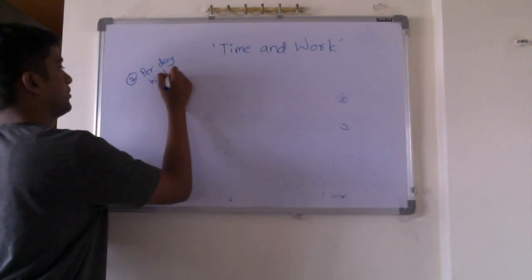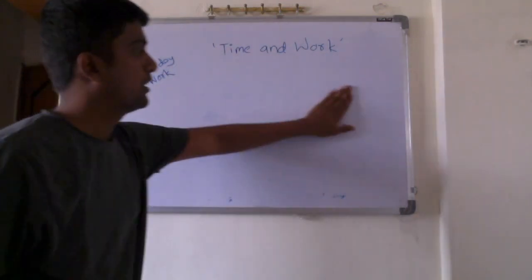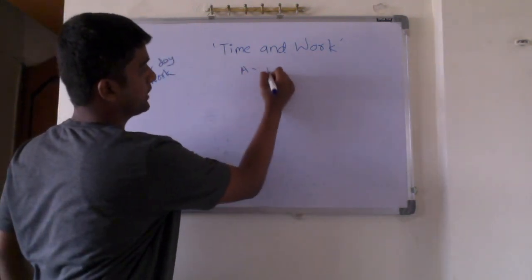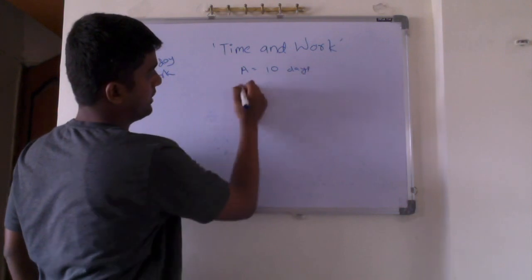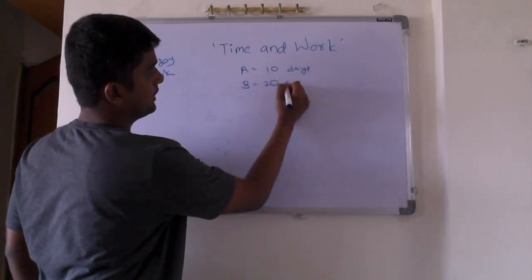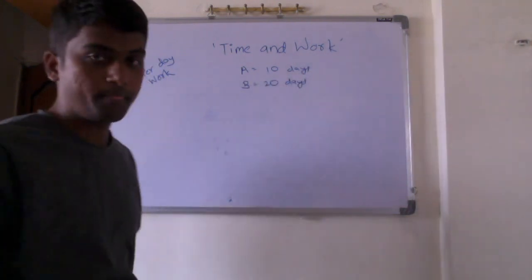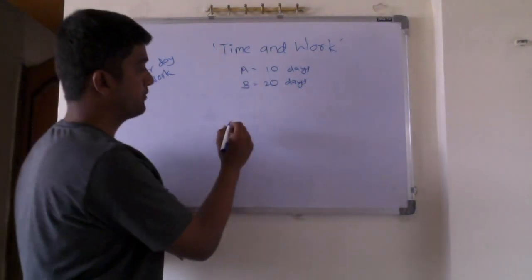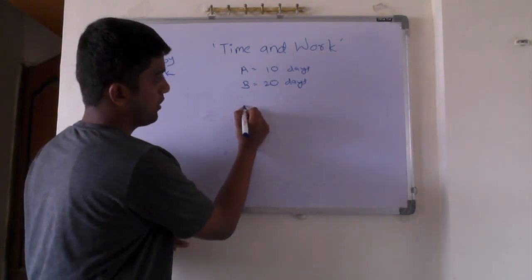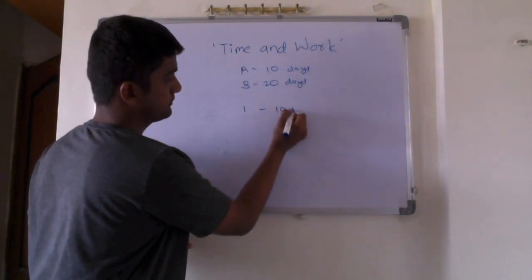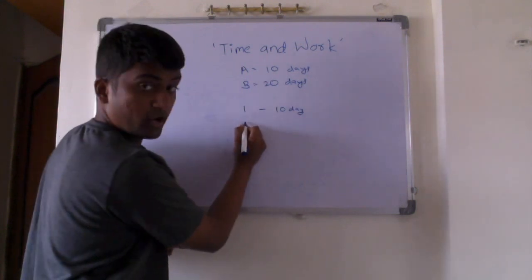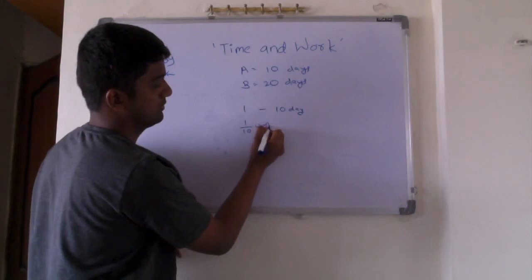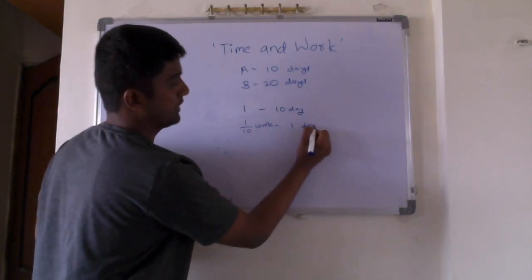Now again, going ahead with the same question. A can complete a work in 10 days. B can complete a work in 20 days. Now in one day, how much work can A do? If A can complete a work in 10 days, then in one day how much would he be able to complete? Divide both sides by 10: 1 by 10 work in one day.